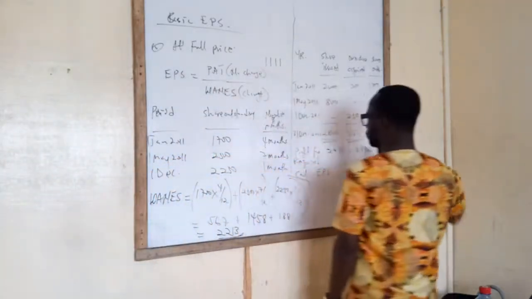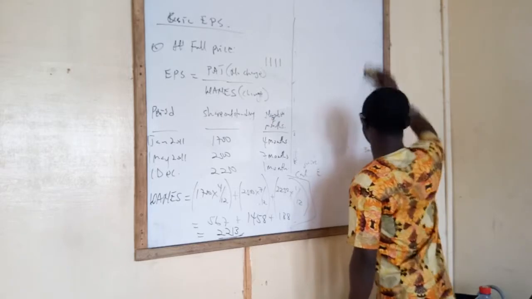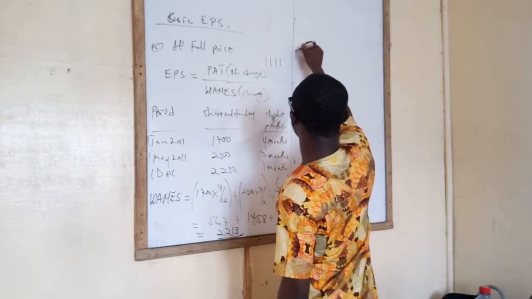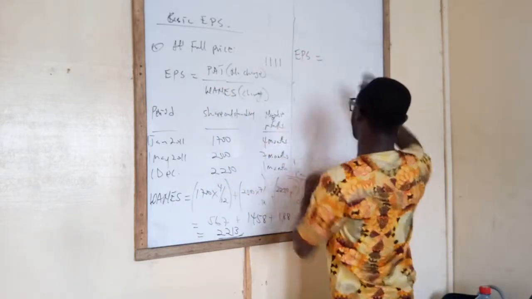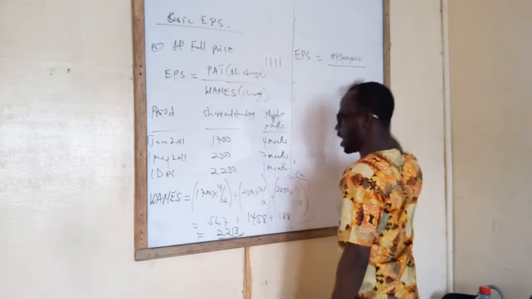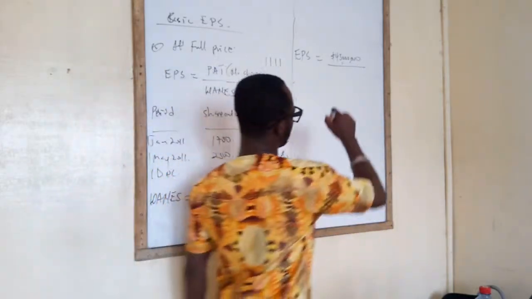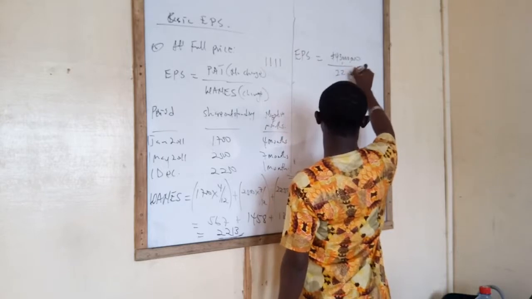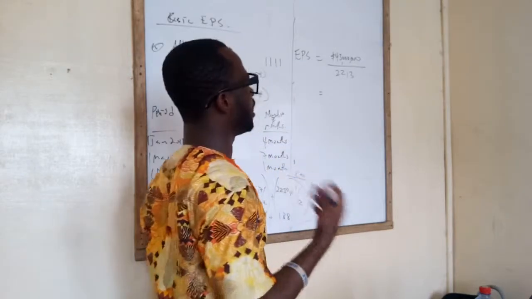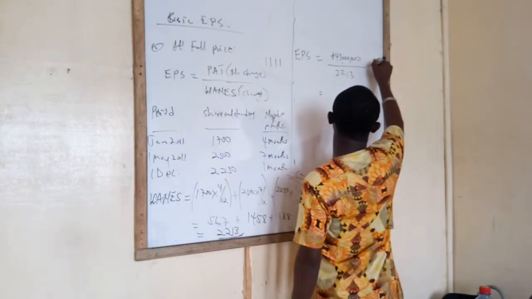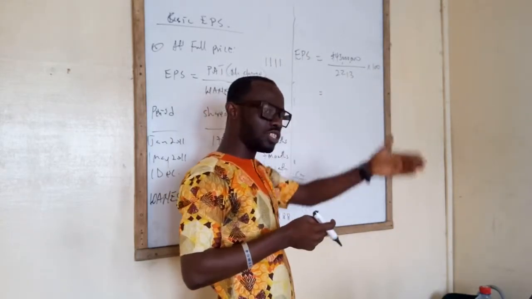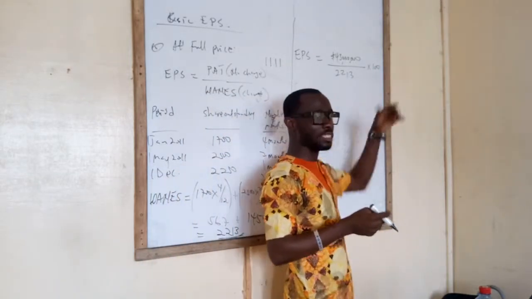We now calculate the EPS. So what will our earnings per share be? We are told the profit for the year was 43 million, divided by the weighted average number of shares, 2, 2, 1, 3. Now, the answer will always be in the smallest unit of the currency, so we always multiply it by 100. Please note that. Earnings per share will always be in the smallest unit of the currency.